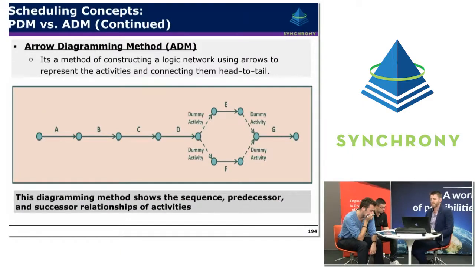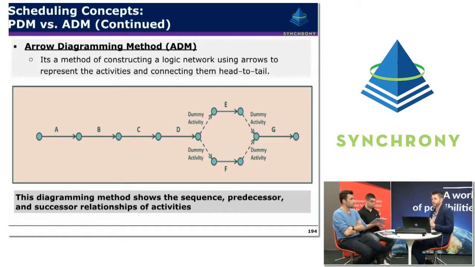The arrow diagramming method, I've never seen it used in any sort of application in real life, so it seems to be one of these things that we review from a historical perspective. It's a method of building a network diagram using arrows to represent the activities and then connecting them head to tail, with the nodes being the connection, the relationships between the activities. This diagramming method shows the sequence, predecessor and successor relationships of activities.